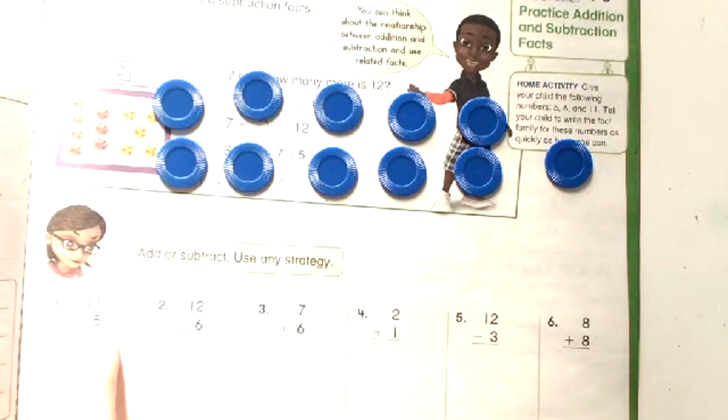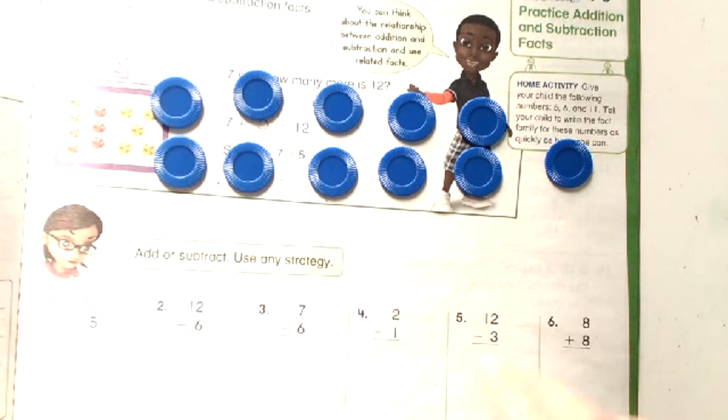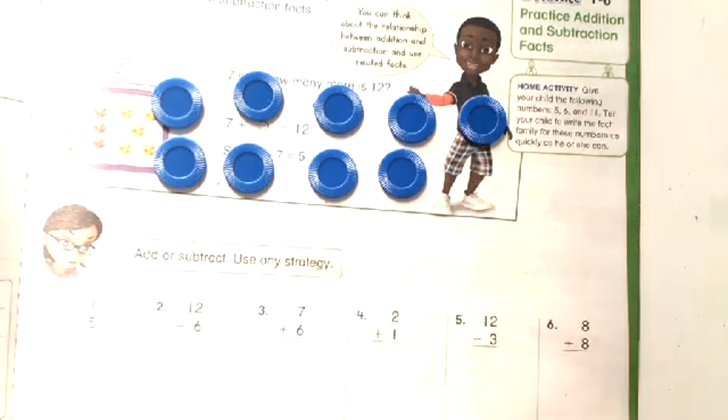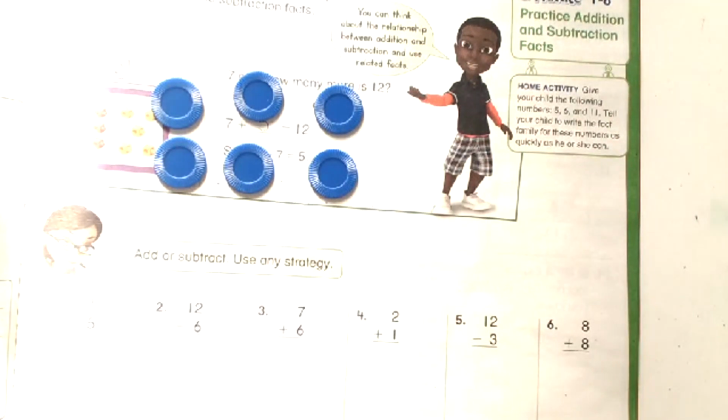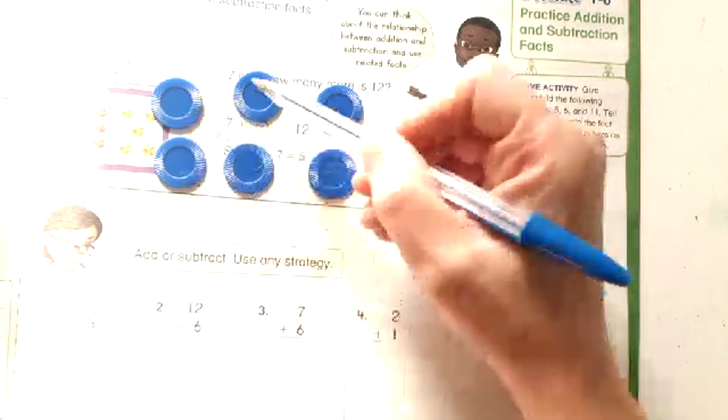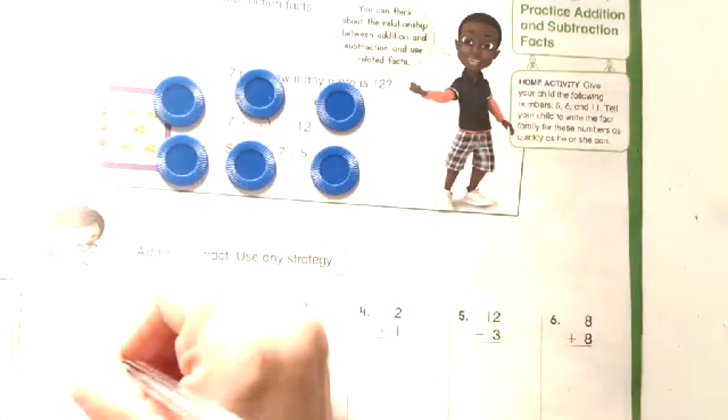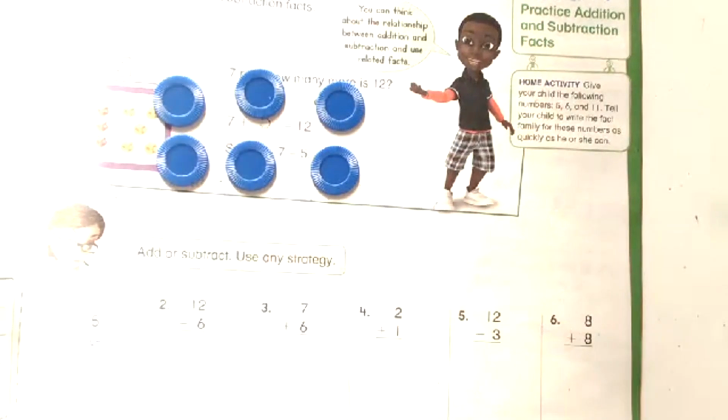I'm going to subtract 5. So I'm just going to take the 5 away. 1, 2, 3, 4, 5. What do I have left? 1, 2, 3, 4, 5, 6. And there's your 6. All right, let's try the next one.